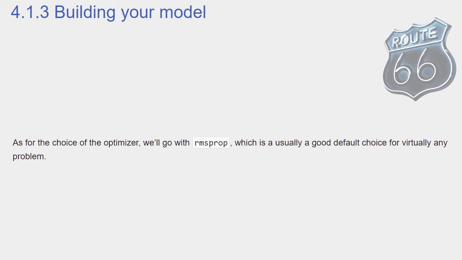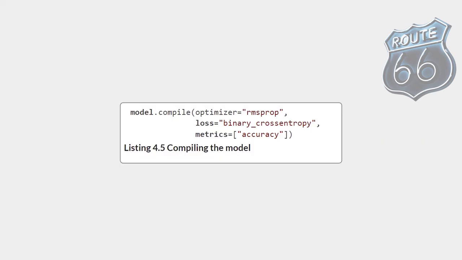As for the choice of the optimizer, we'll go with RMSprop, which is usually a good default choice for virtually any problem. Here's the step where we configure the model with the RMSprop optimizer and the binary_crossentropy loss function. Note that we'll also monitor accuracy during training.